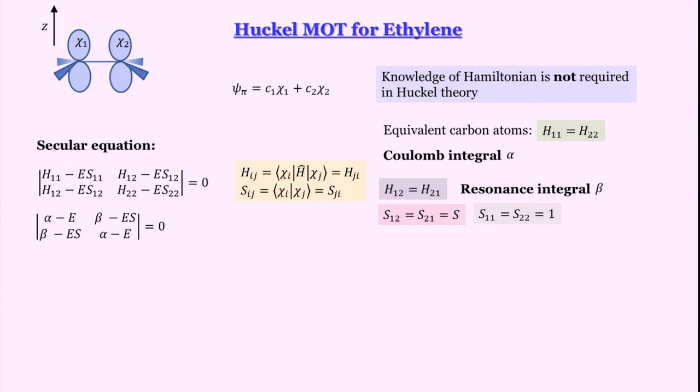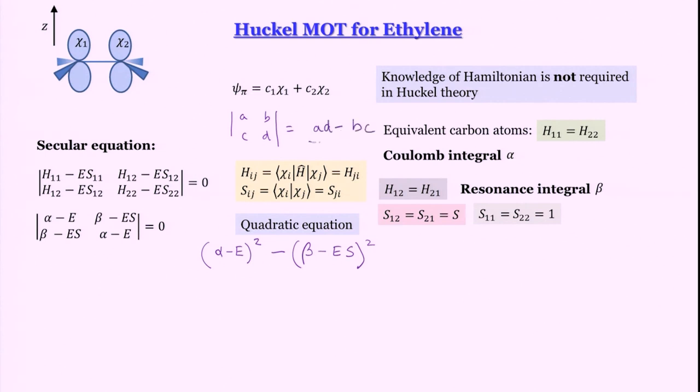If you expand the determinant, what do you get? You get a quadratic equation. And let me try to write that quadratic equation for you. What is the quadratic equation? Alpha minus E multiplied by alpha minus E, I will write it as just square, minus beta minus ES multiplied by beta minus ES, that is also beta minus ES square. Remember, if I have a determinant like this, A, B, C, D, that is actually AD minus BC. I am sure we all know this, but I thought I will write it just in case.